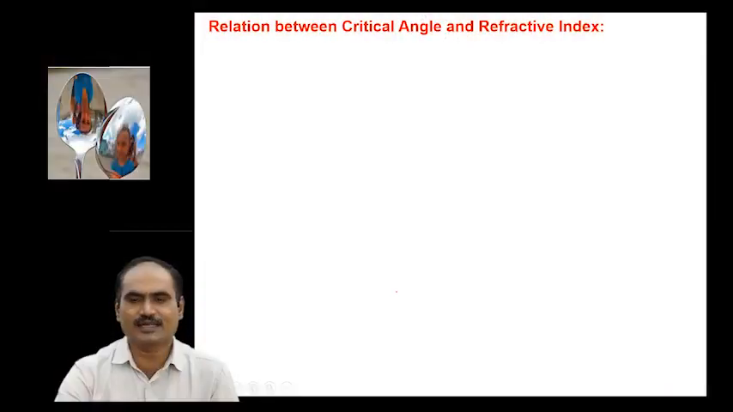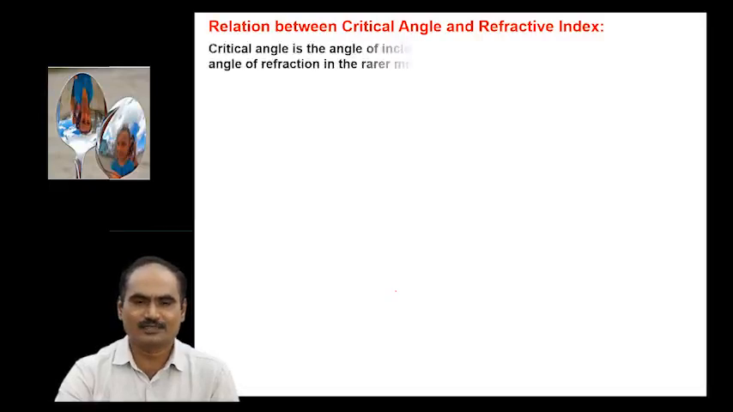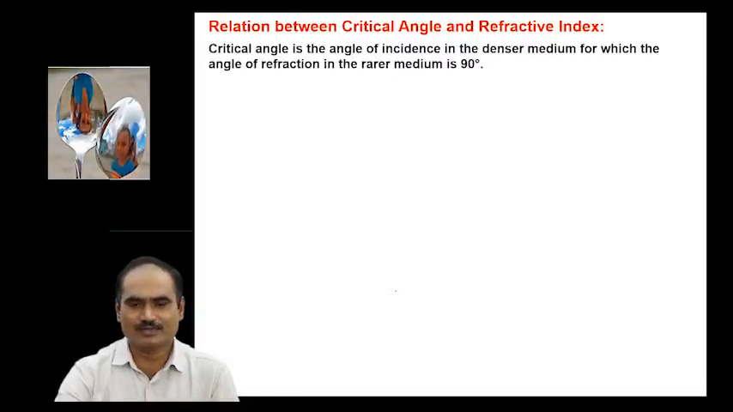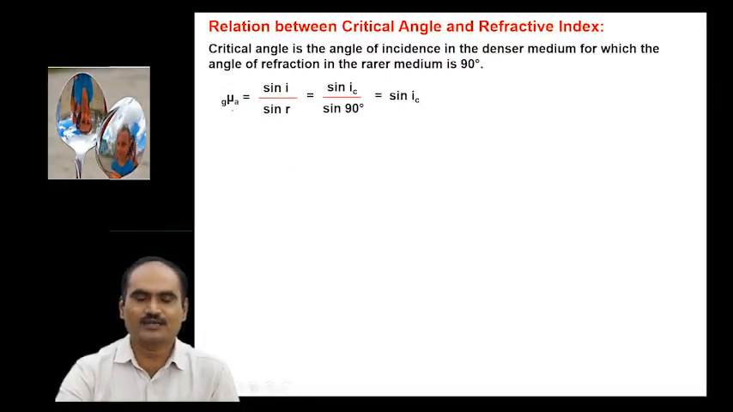Now let us see the relation between critical angle and refractive index. We will have a relation between critical angle and refractive index. You see, the refractive index of air with respect to glass, mu A with respect to glass, can be written as sin i by sin r.